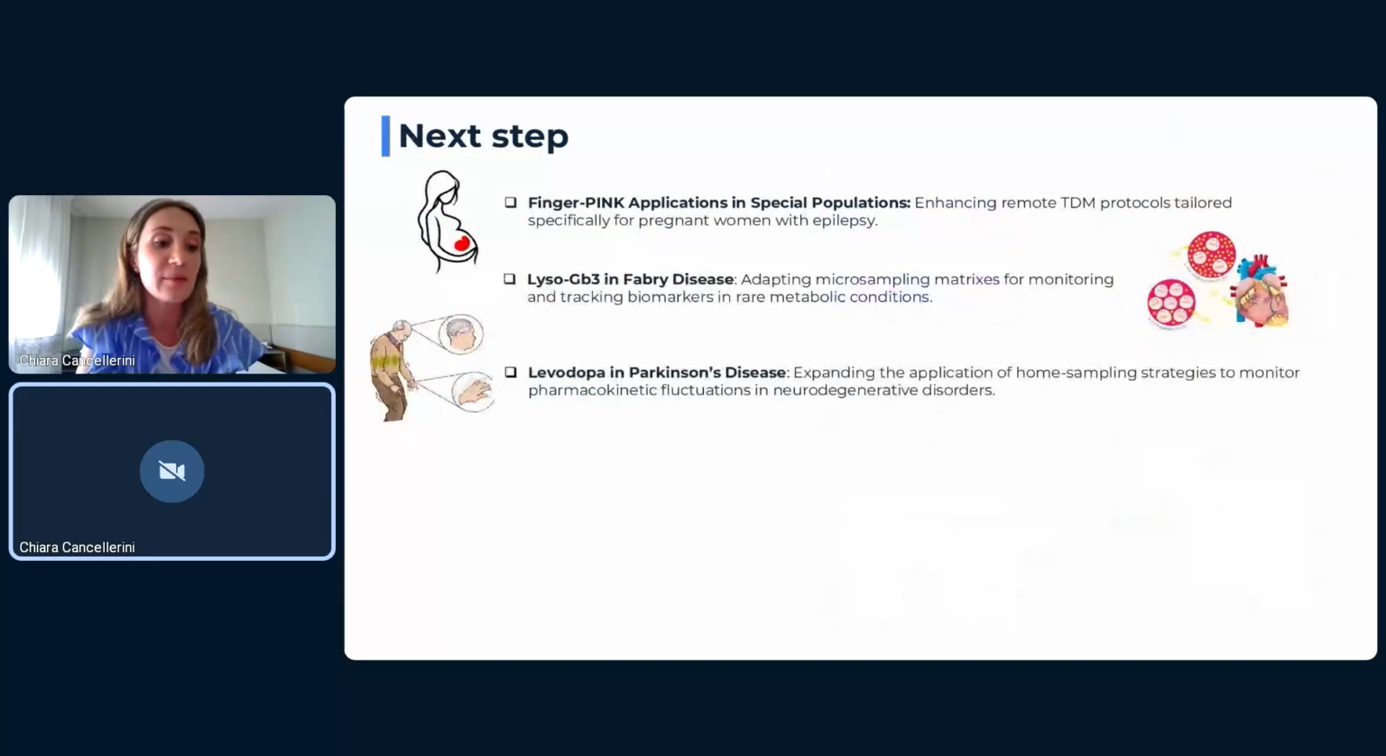But the next steps are many. For instance, we can use the microsampling with a finger prick. So the application in special populations, for instance pregnancy, when women with epilepsy have to do TDM really often, or use the device in different pathologies. Here I just report lyso-Gb3 with VAMS, or also levodopa in Parkinson's disease.